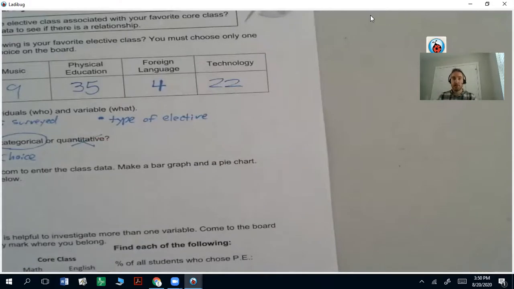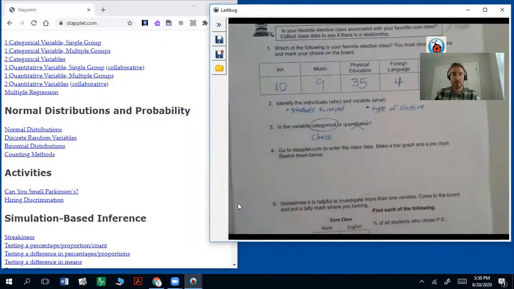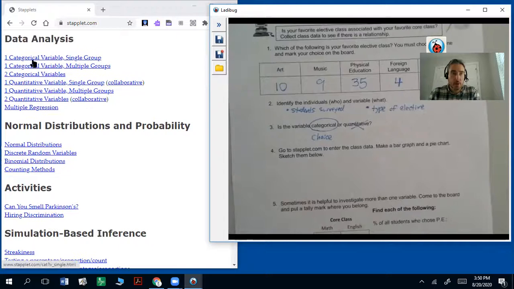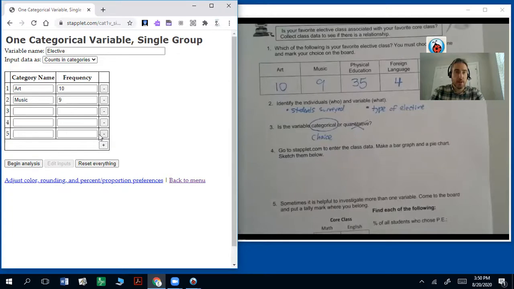So we're going to go to Sapling. This is a great website, and I'm going to show you how to use Sapling to enter data in, so categorical data. So what we do is we go to one categorical variable, single group, and we always want to title it. So the variable name is going to be elective. There's going to be 5 categories. We got art, there's 10 of them. We got music, there's 9. And we can add as many categories as we want. So I'm going to add 3 more. We got physical education, 35.